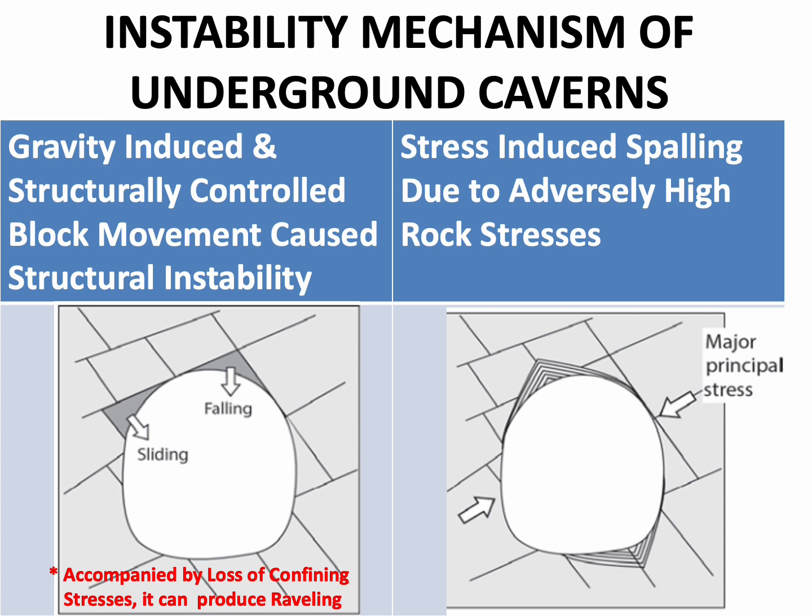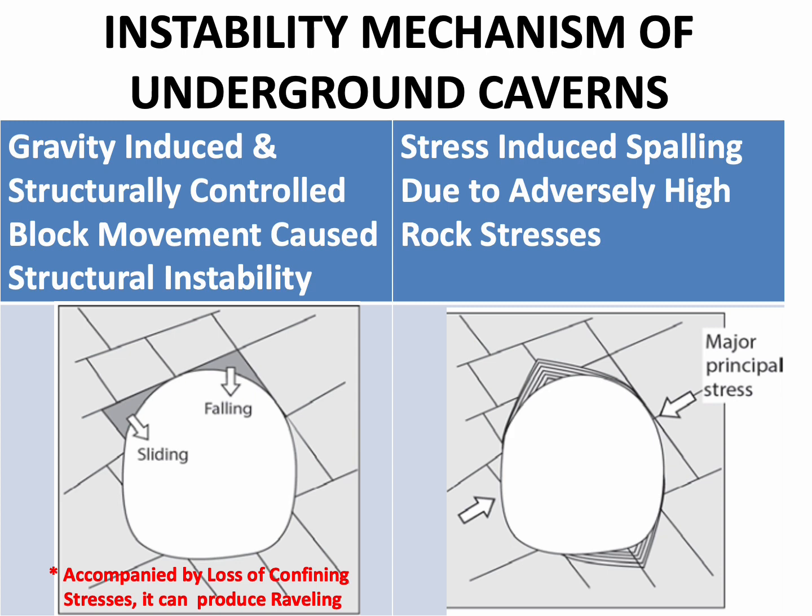Instability mechanism of underground caverns. Gravity-induced, structurally controlled block movement causes structural instability. Accompanied by loss of confining stresses, it can produce raveling. So in such a condition, when gravity-induced and structurally controlled block movement is possible, it causes structural instability. Further, if the confining pressure becomes less than zero, it causes raveling.